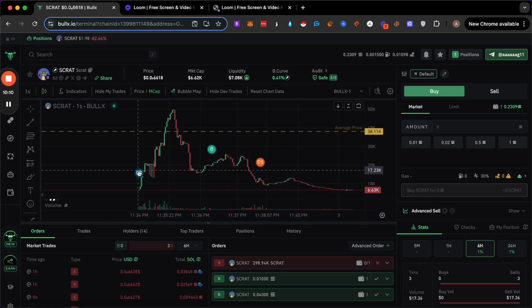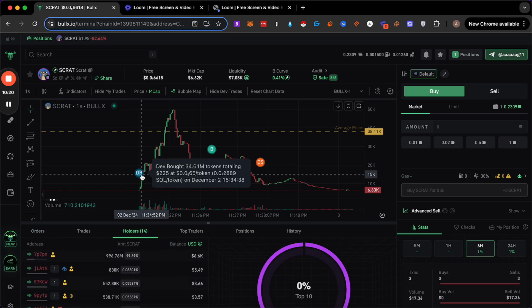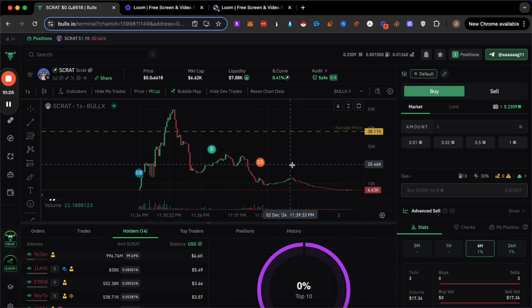So you could also see on these trading graphs when the dev bought tokens, right? So you can track how much the developer is holding, right? So, the dev bought right here. And then you can see when the dev sold. So if this dev sold a bunch of tokens, you can see exactly when the dev sells. So obviously in this case, the dev sold here and then crashed down afterwards.